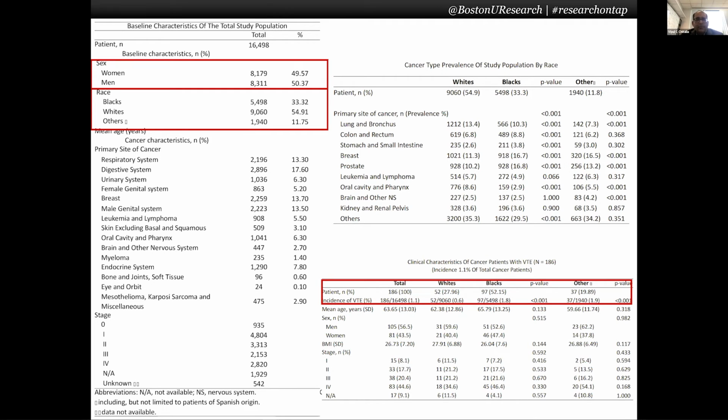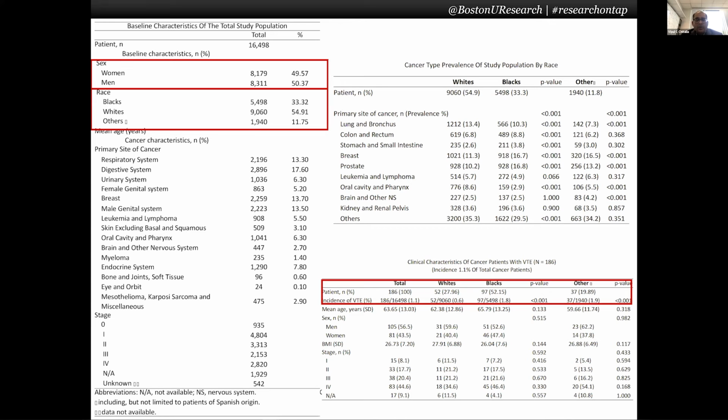On the right side, what we have shown is the difference between the cancer types in white and black patients, and if this difference is significant. So you can see here that white patients had a higher prevalence of lung cancer compared to blacks. However, the rest of the cancers were more prevalent in blacks compared to whites.